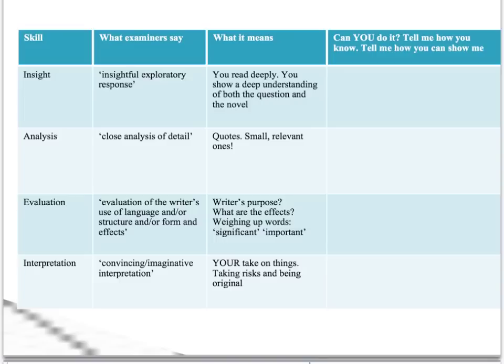This 4th column along is one that I would just ask students to have a think about whether they can achieve that skill. Can you do it? How do you know that you can do it? So possibly as I'm just talking through these, have a think about those questions. Are you able to really show an examiner that you can incorporate that skill into an answer? Second, very, very important skill of analysis, and the examiners talk about close analysis of detail. And I would say that in terms of A-star, it's about small, relevant quotes, and I haven't put it on here, but maybe worth adding that they're embedded within a longer point.